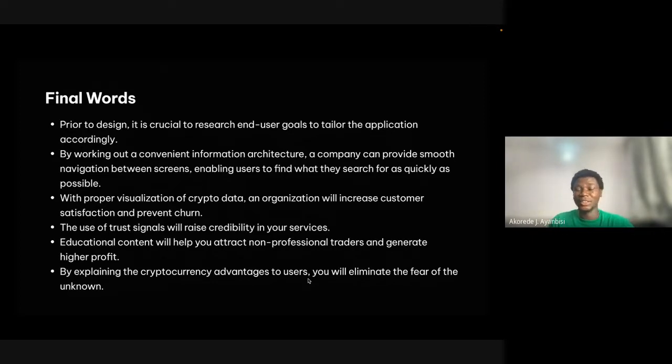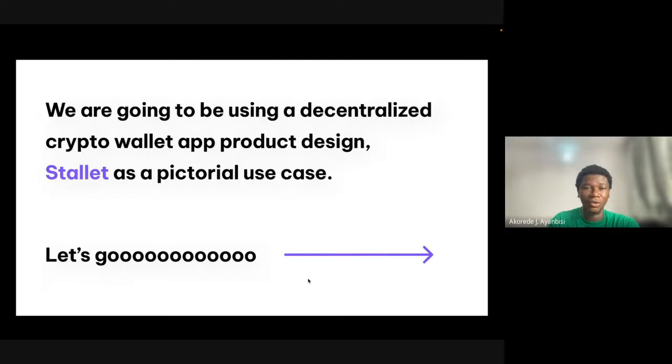So yeah, those are the final words on creating a better experience for blockchain products. So I want to use a product that I designed. I'm actually working on a decentralized crypto app. I want to use a pictorial use case on some part of the user flow in the crypto app. So let's go.